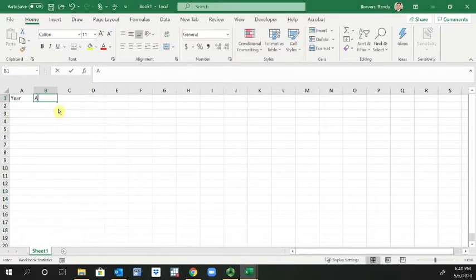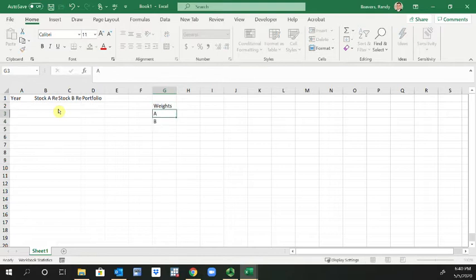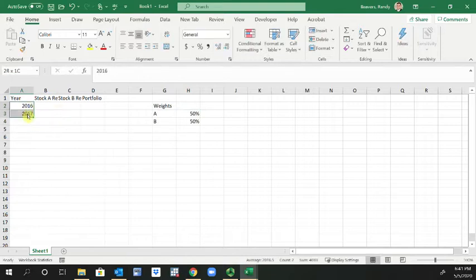We have year, stock A returns, stock B returns, portfolio, and then over here in G2 we'll have weights for A and B. For now, we'll keep that at 50%. So we have the following years' worth of data from 2016 to 2020.